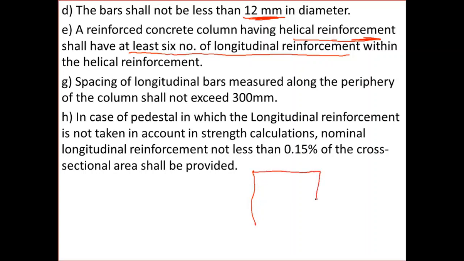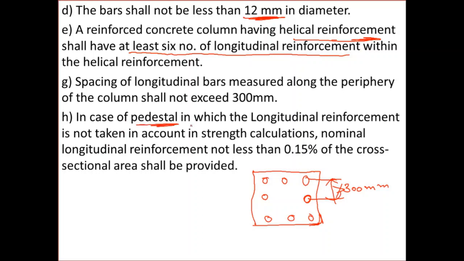Then suppose this is the column and we place the bars along the periphery of the column, like this. Then along the periphery, whatever the spacing between the bars is, that should not exceed 300 mm.